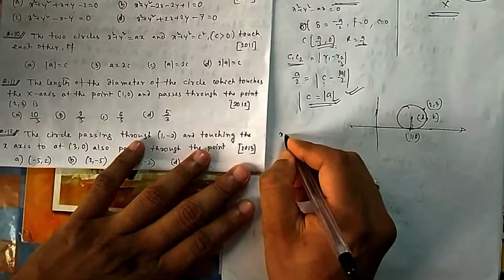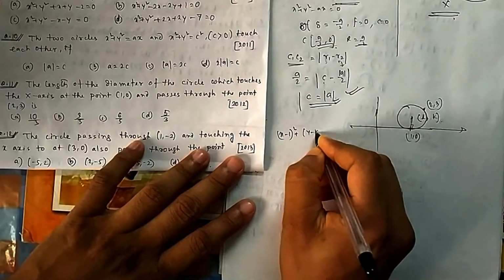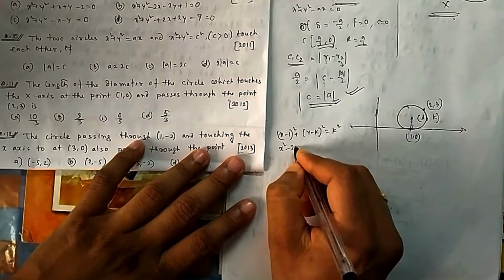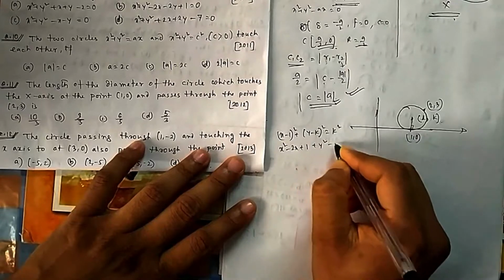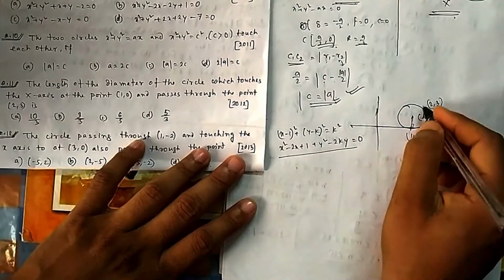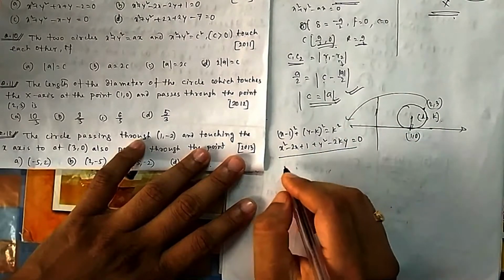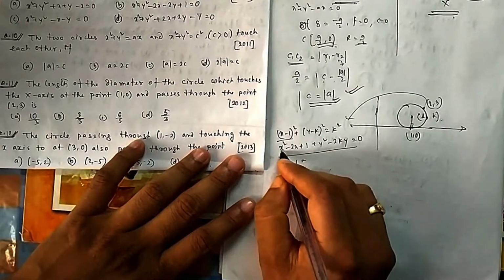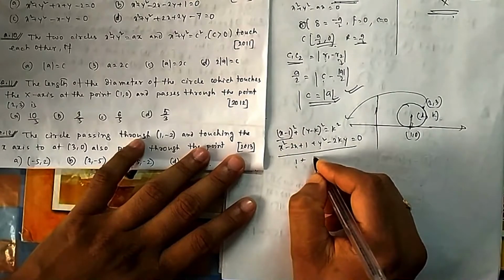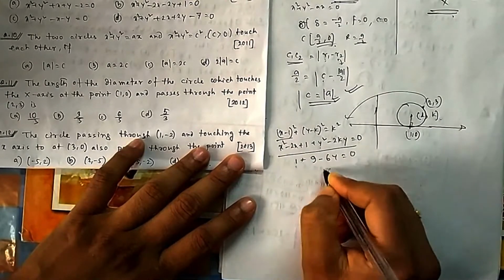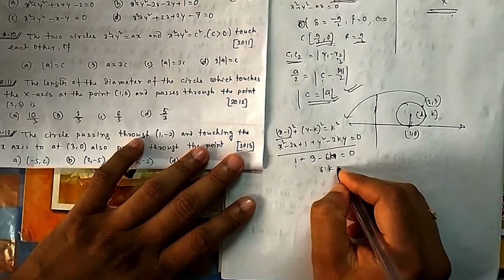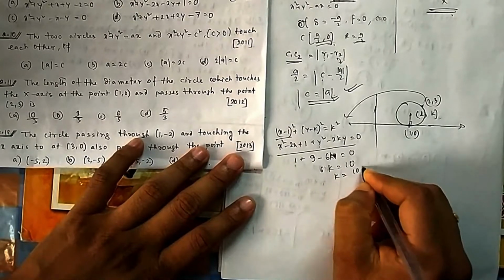So what will be the equation of this one? (x minus 1) whole square plus (y minus k) whole square equal to k square, because its radius is also k. If you expand it, it is x square minus 2x plus 1 plus y square minus 2ky, k square will be gone. Now this has to pass through 2, 3, so if you put 2, 3, it should satisfy. If you put x as 2, it is 4 minus 4, which gets cancelled, so 1, and then you put 3, so 3 square is 9 minus 6k, because y is 3, equal to 0. So your 6k is equal to 10, or k is equal to 10 by 6, that is 5 by 3.